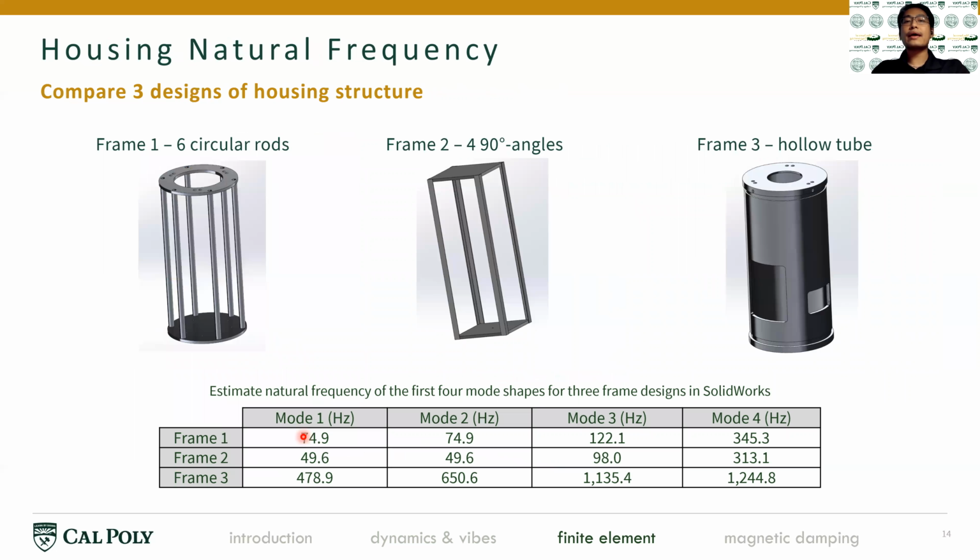So now let's look at the housing for the mass spring system. There are 3 designs, and these are infinite degree of freedom systems. So we have to use FEA to study the natural frequency for these. The first iteration is the original design, which has 4 vertical rods, and we try to use 6 of them to increase the stiffness.